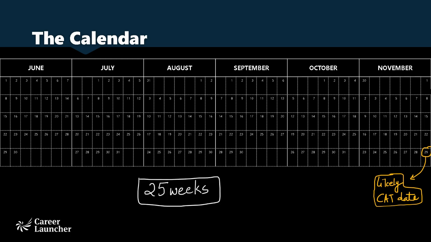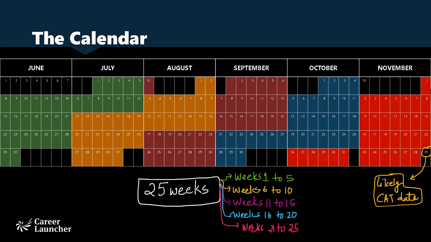Now that would mean that we have 25 weeks. Now, 25 weeks is a lot of time. What is a good way to look at this 25 weeks? An easy way to look at it is to divide this 25 weeks into 5 sets. Week 1 to week 5, let's say phase 1. Week 6 to week 10, phase 2. Week 11 to 15, phase 3. Week 16 to 20 as phase 4, and weeks 21 to 25 as phase 5.